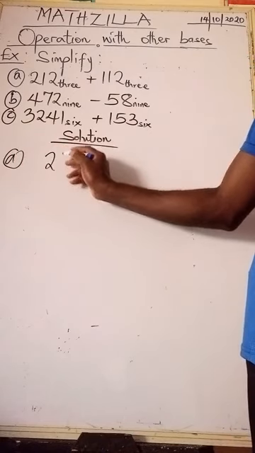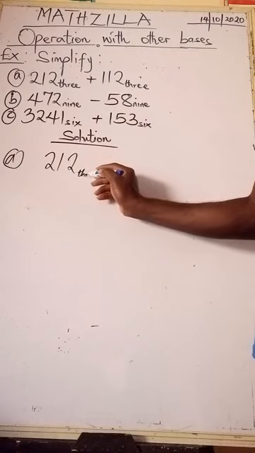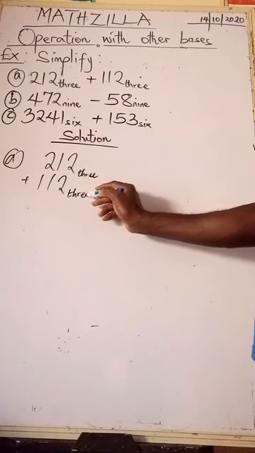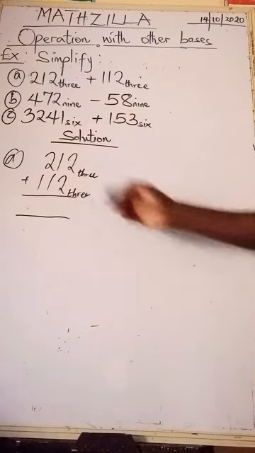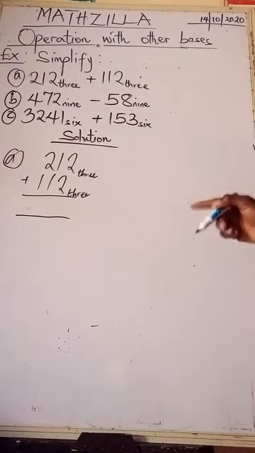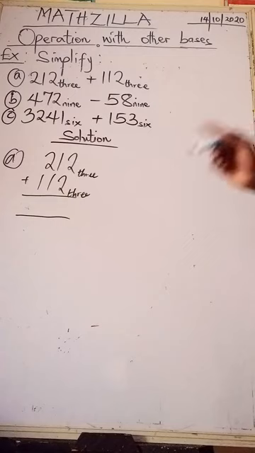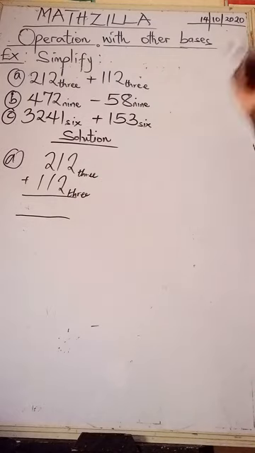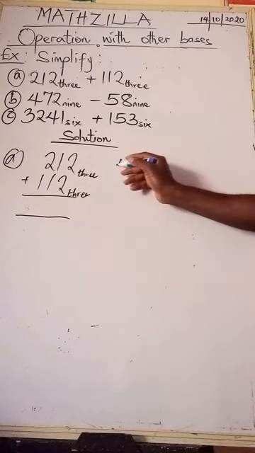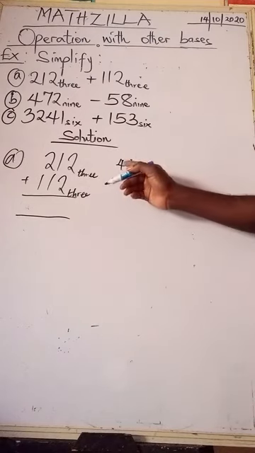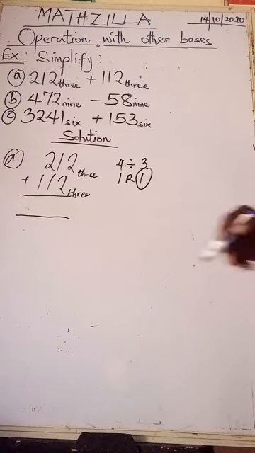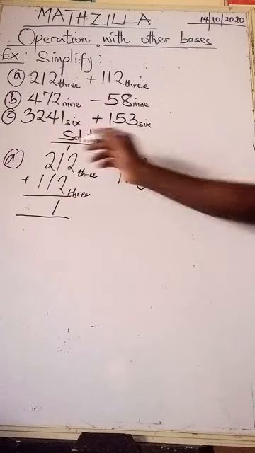I have 212 base 3 plus 112 base 3. So we'll add 2 plus 2, which is actually 4. But we can't write the 4 here, because the highest digit in any number base should be 1 less than the number base. The highest digit in base 3 is actually 2. So 2 plus 2 is 4, and 4 is more than 2, so we can't write 4. You divide it by the base, which is 3. 4 divided by 3 is 1 remainder 1. So we write this remainder 1, then carry this 1 here.